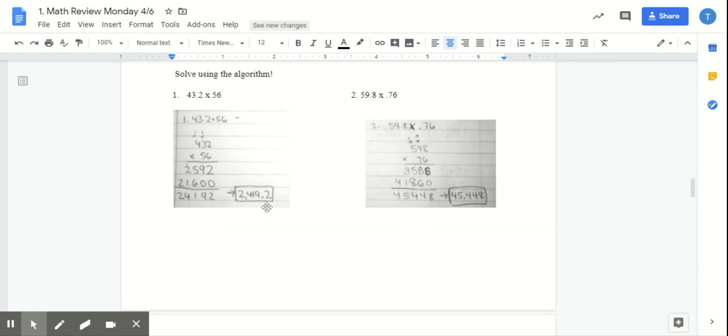So I have one decimal point here. So I know that I need to have one place value in my answer. I have one place value after the decimal point in my first factor and two place values after the decimal point in my second factor. So I need to have three numbers here. Go ahead and pause the video and check your work.